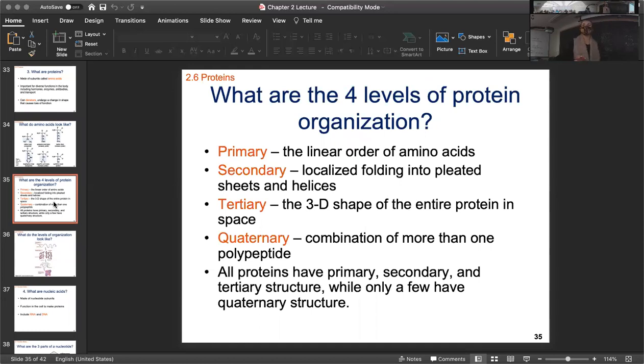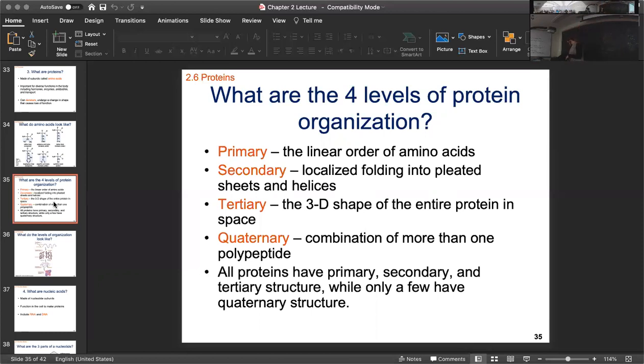Another really important thing about proteins is how they're organized. We talked about amino acids. Those are the building blocks. Those are the beads. If we just have one string of beads, that would be a primary organization of proteins. We just got a singular bracelet right there. The different organizations are then called primary, secondary, tertiary, and quaternary. There's 4 levels of organization.